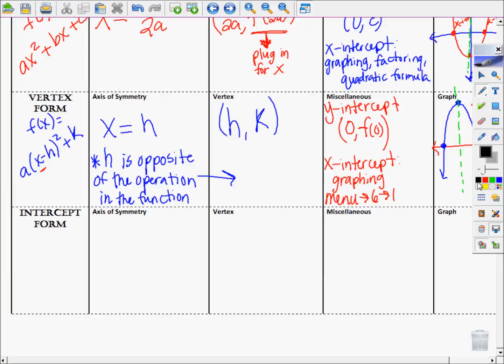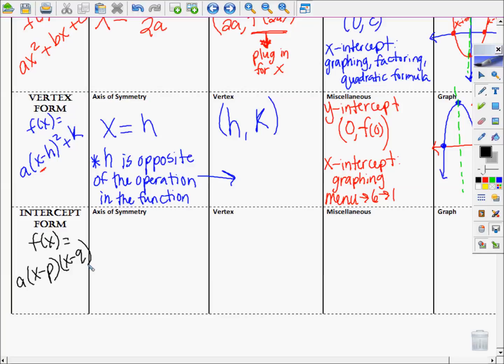All right, intercept form. So intercept form is our introduction to conics. It's f of x still. Now it equals a times x minus p times x minus q. We get p and q from the x-intercepts.